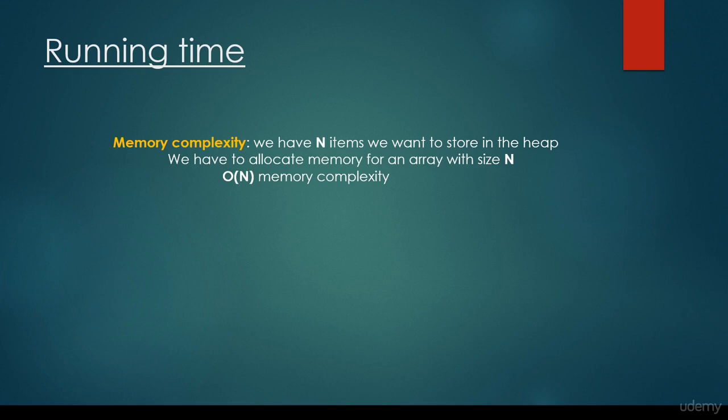So what about the memory complexity? We have n items we want to store in a heap data structure, so we have to allocate memory for an array with size n. That's why the memory complexity is going to be linear, O(n). Of course, it's not that counterintuitive because somehow we have to store these n items. Okay, so it's going to have O(n) memory complexity.